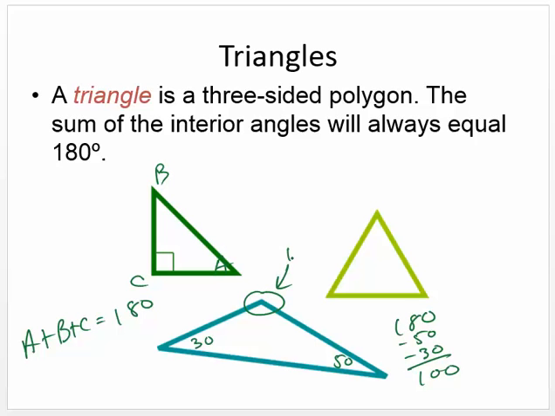So that angle right there would have to be 100 degrees, because in any triangle, the interior angles are always going to add up to 180.